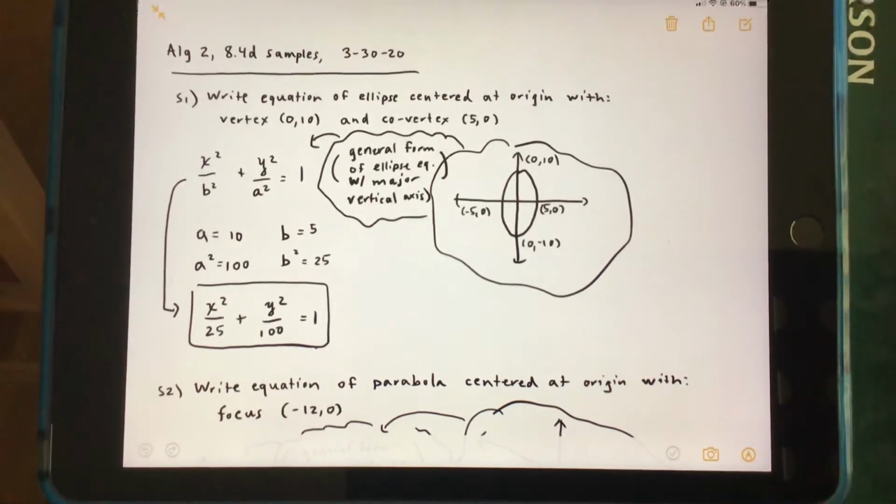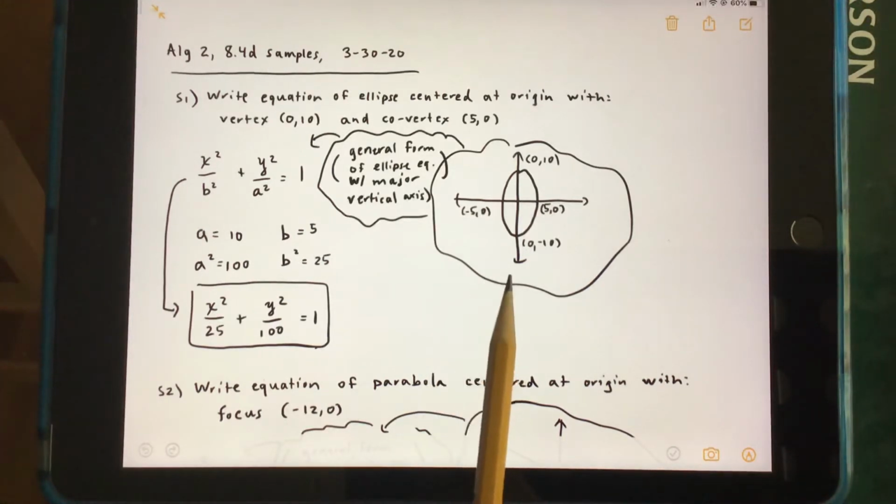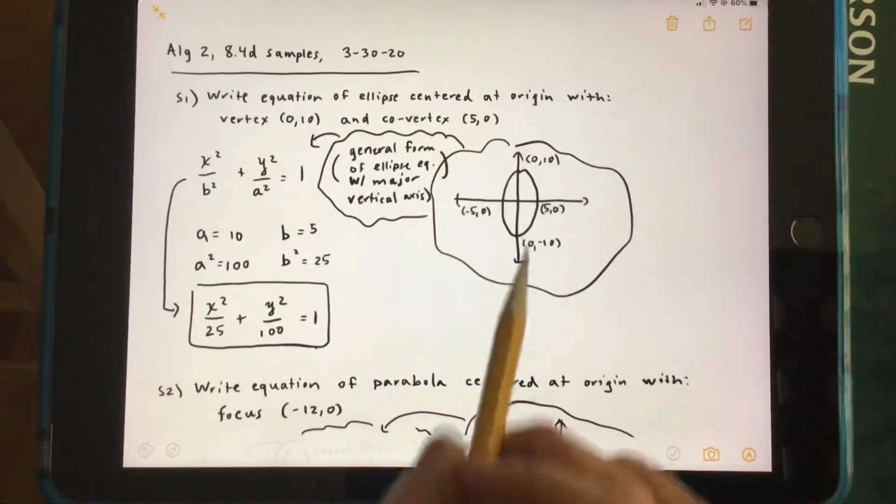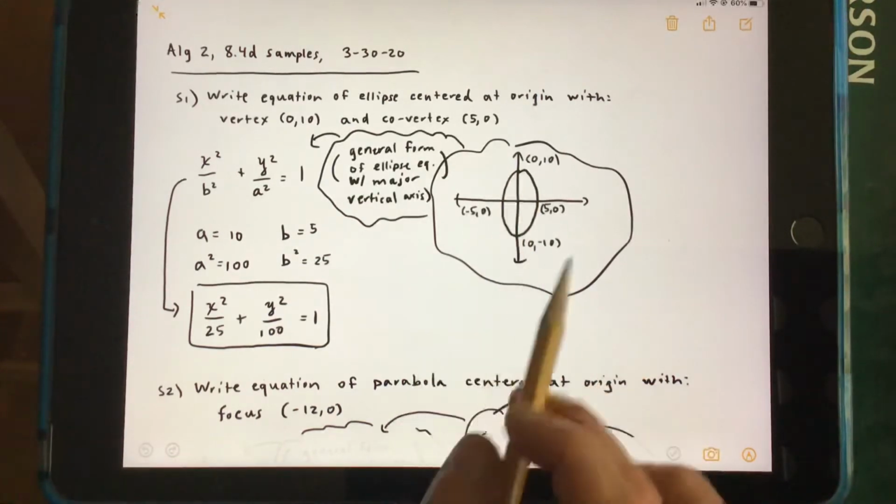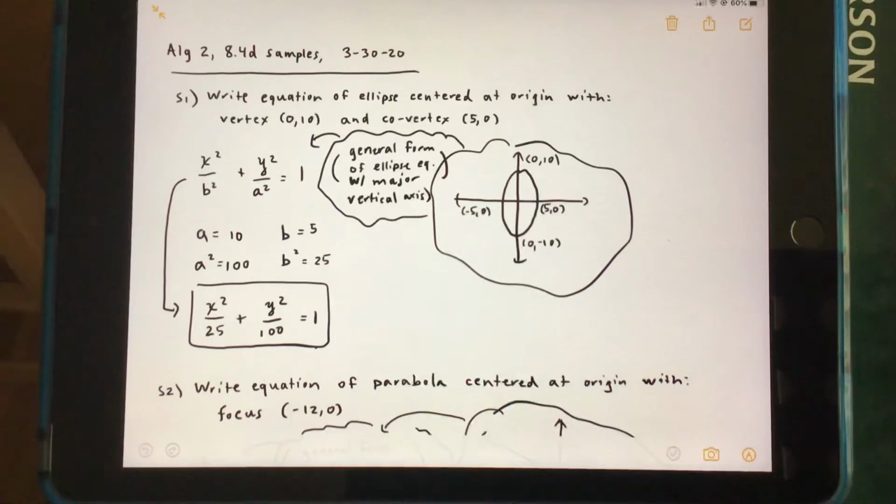So sample 1, write an equation of an ellipse centered at the origin with a vertex at 0, 10 and a co-vertex at 5, 0. So the first thing that I'm going to want to do for myself is draw a quick sketch. This isn't a thinking bubble because it's not required, but it is probably going to be very helpful if you have that quick sketch. Going ahead and noticing that the major axis is vertical because we go up 10 and down 10, to the right 5 and to the left 5.